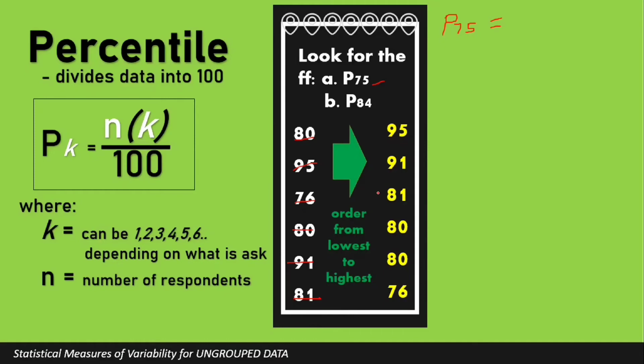So P75 times, how many respondents? 1, 2, 3, 4, 5, 6. So n is 6 since we have 6 respondents, times 75 over 100. So 6 times 75 is 450. Divide by 100. 450 divided by 100 is 4.5, which rounds up to 5 and so our P75 is in rank number 5. So P75 is 91. So we have obtained P75.